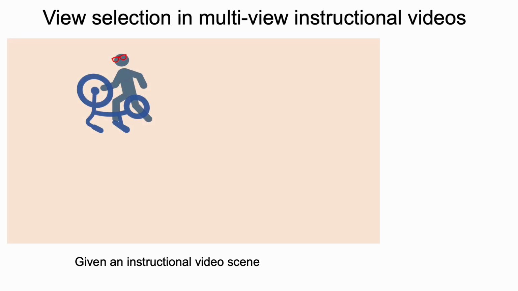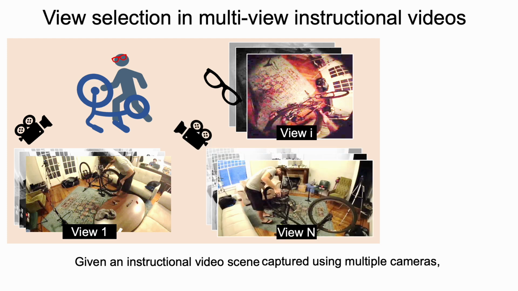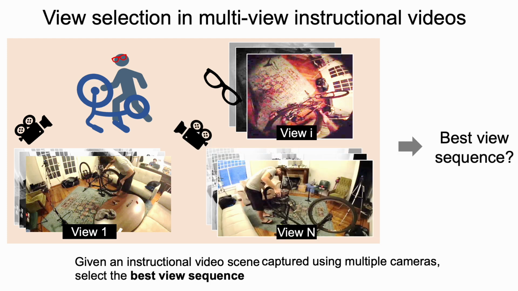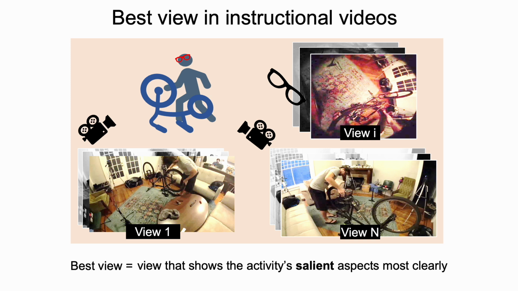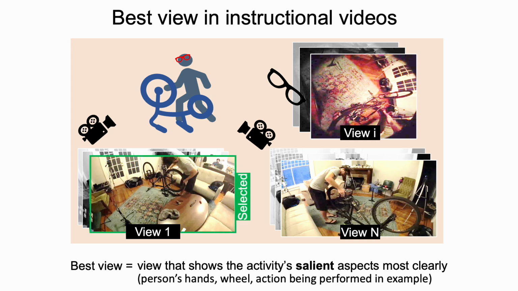In this task, given the video of an instructional activity captured using multiple cameras, the goal is to select the best camera view at each point in the video. So, what do we mean by the best view? In the context of instructional videos, the best view refers to the view that most clearly shows the salient aspects of an activity like important actions and objects and human body movements so that the activity can be replicated by someone trying to learn it. In this example, the first view is considered as the best view as it shows the person's hands, the wheels, and the action being performed more clearly compared to the other views.